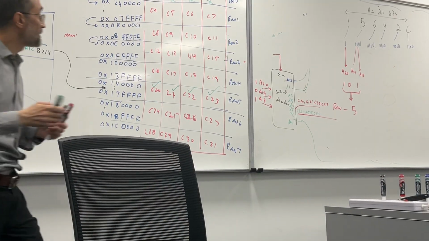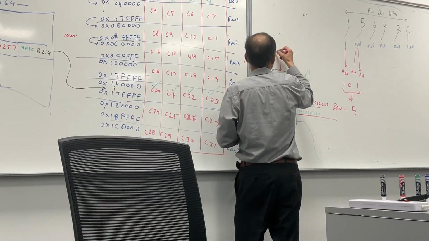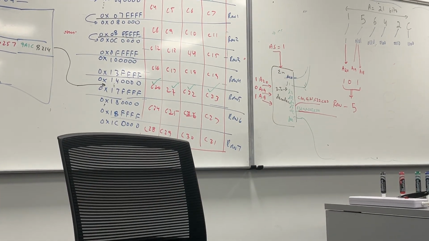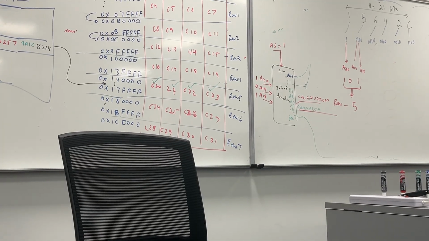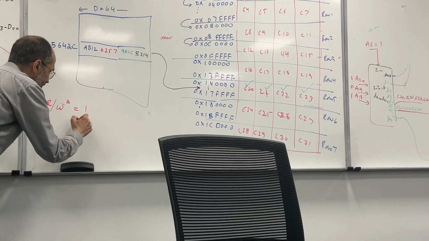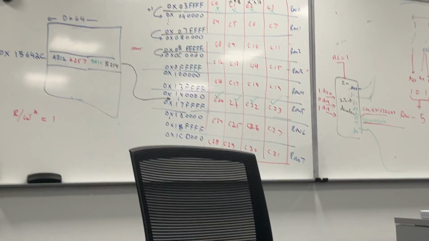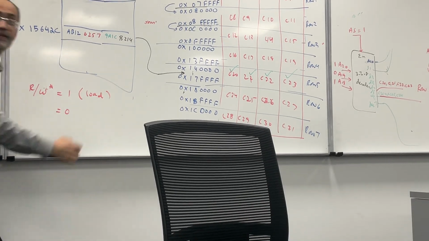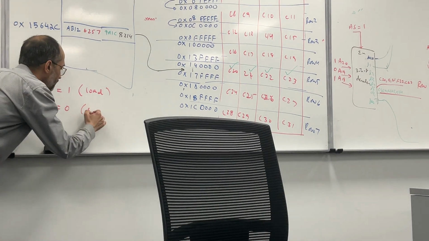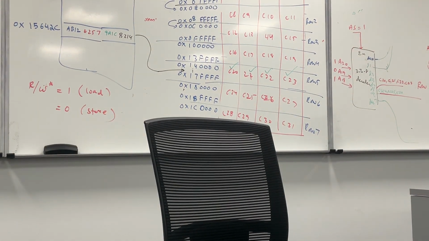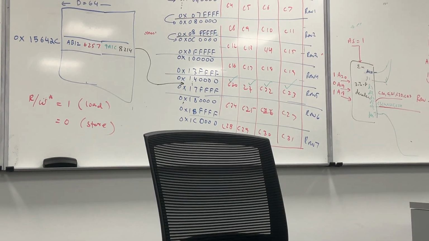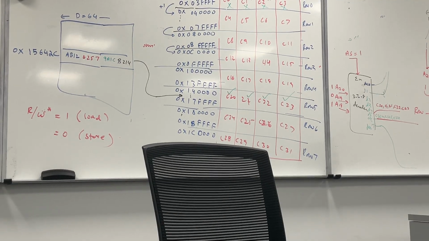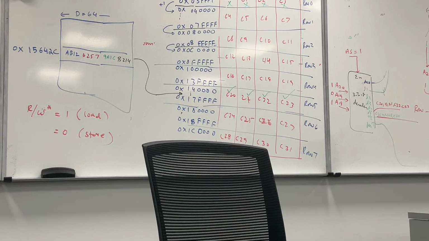So these 4 chips will be enabled, and please remember, what will be the value of read-write bar? Anyone? 1 or 0? Depends. It will be 1 if it's a load instruction, and if it's 0, it's a store instruction. Or it will be 1 if you are fetching an instruction. These are all the things we covered in our previous lectures.